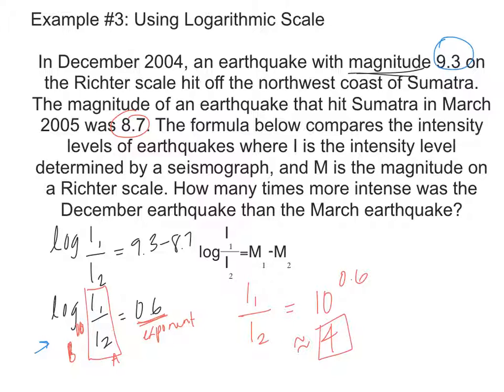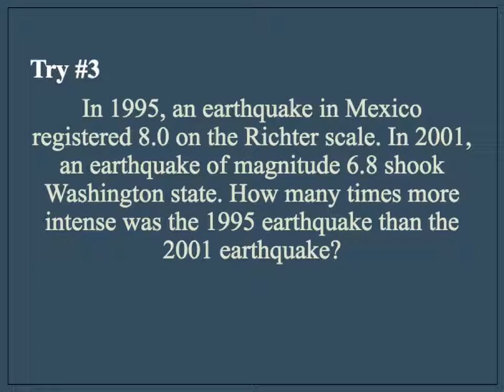Okay, so let's do the last try as practice. It says in 1995, an earthquake in Mexico registered 8.0 on the Richter scale. In 2001, an earthquake of magnitude 6.8 shook Washington state. How many times more intense was 1995 than 2001? So again, we're substituting log of the first one over the second one. It's going to be equal to 8.0 minus 6.8, which is going to give us 1.2.